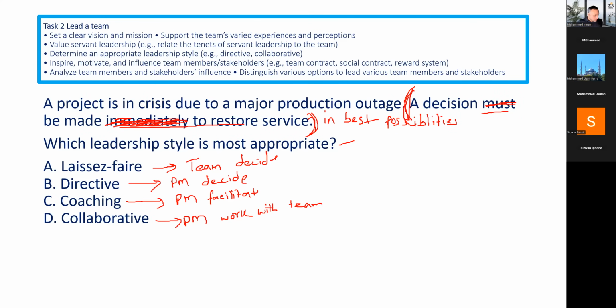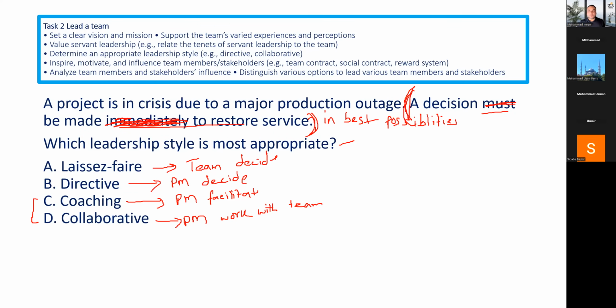Then it could be collaborative or it could be coaching, right? Let them work and find the answer. If you want the team to find the answer, a decision must be made to restore the services, but you want the team to find the answer. Then what will be the option? Exactly. Then it will be laissez-faire, which means a hands-off style, which means let the team make their own decisions and set their own goals. Very good.